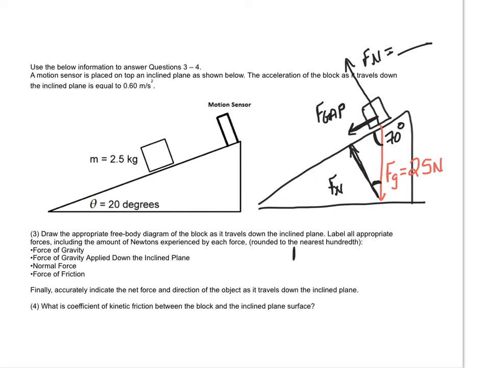For example, the F gap, the force of gravity applied down the inclined plane, is equal to my force of gravity. In this case, thinking about my reference triangle and which angle I'm working with here, that is the adjacent side of that triangle. Therefore, we would use cosine. I end up with 85.5 newtons for force of gravity applied down the inclined plane.